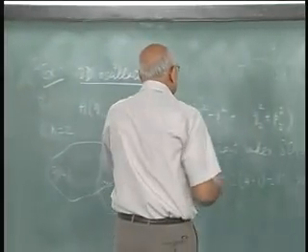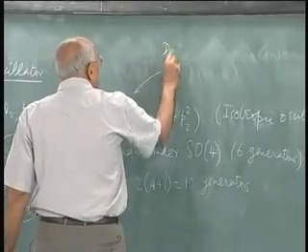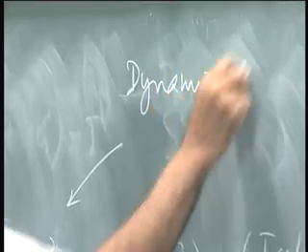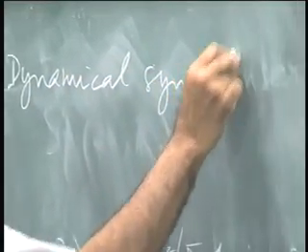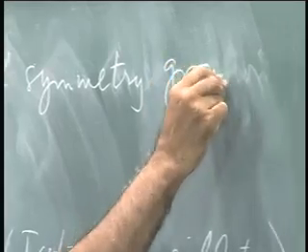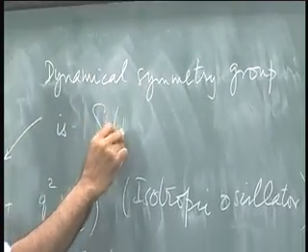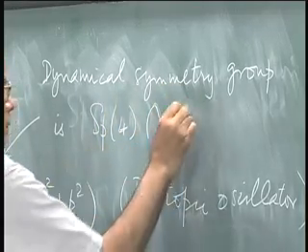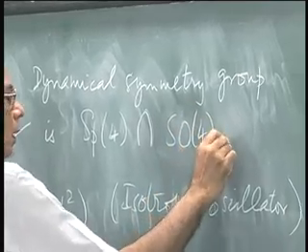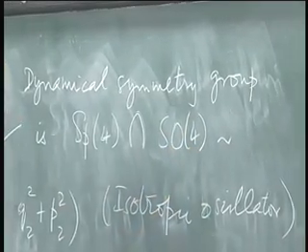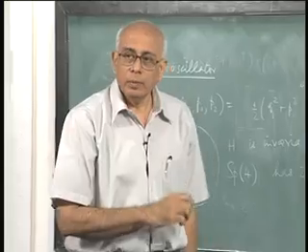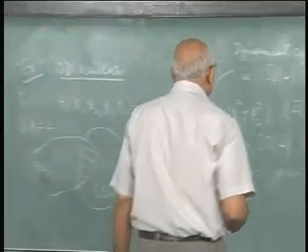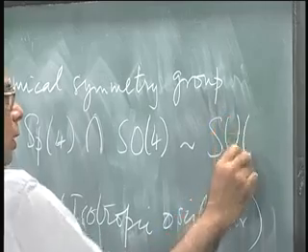I am not going to prove this, but it turns out the symmetry group of this system here, the dynamical symmetry group, is the intersection of sp4 with SO4, and that is isomorphic to, or at least is in one-to-one correspondence with, the following set of transformations. This is isomorphic to a group called SU2. Okay.